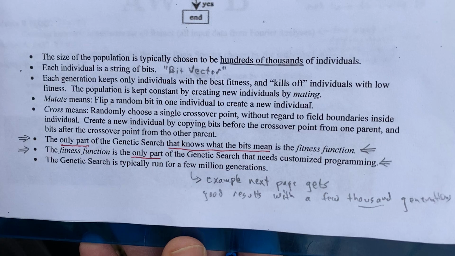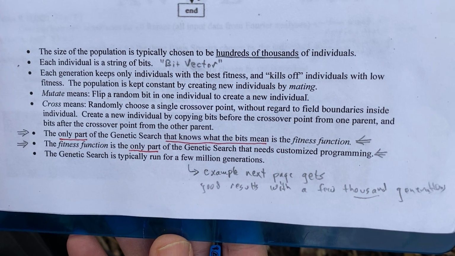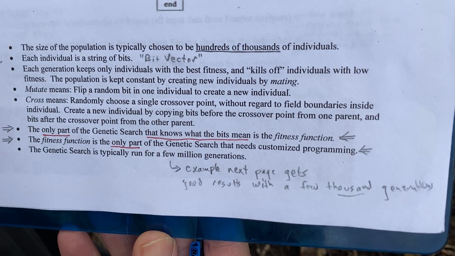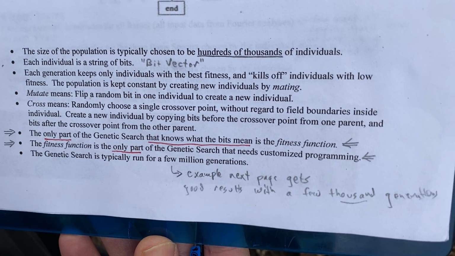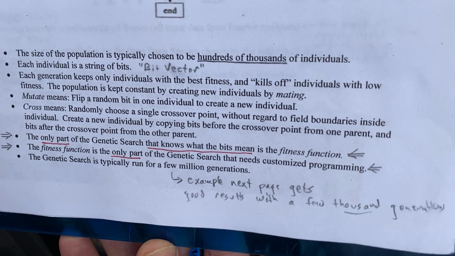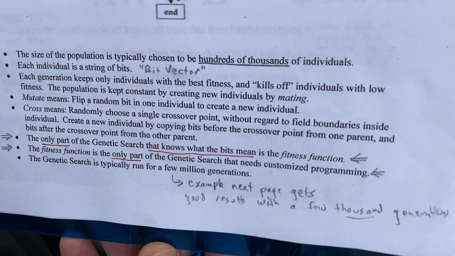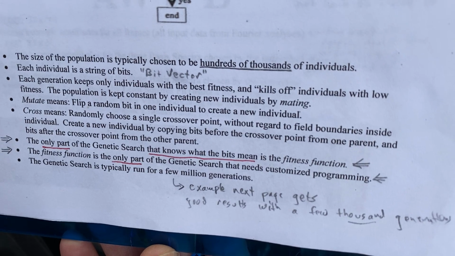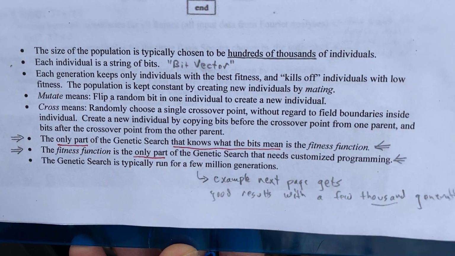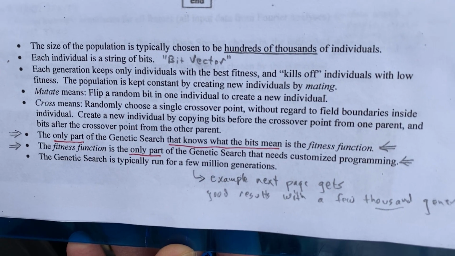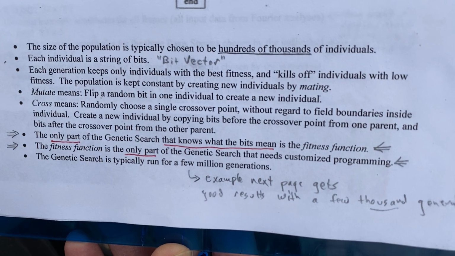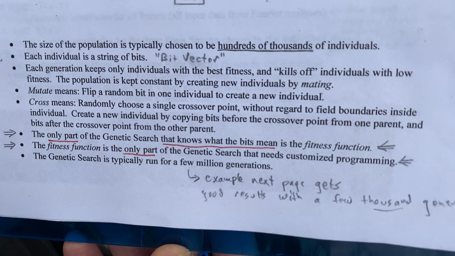So the size of the population is typically chosen to be hundreds of thousands of individuals. 10,000 is often enough, but hundreds of thousands is good. It sort of depends on how complicated your individuals are. The example we're doing today is very cleverly encoded. It's not going to have that many individuals, so 10,000 individuals is plenty. Each individual is a string of bits, or a bit vector. Each generation keeps only the individuals with the best fitness and kills off all the ones with below average fitness.